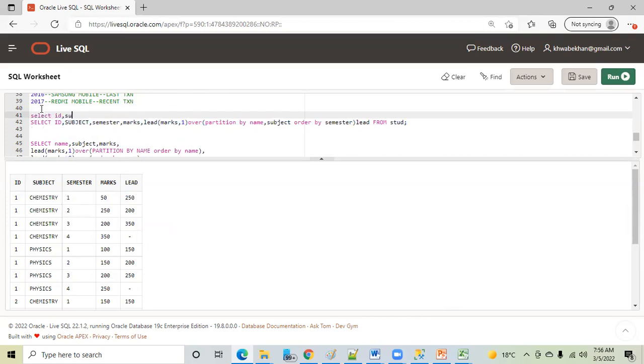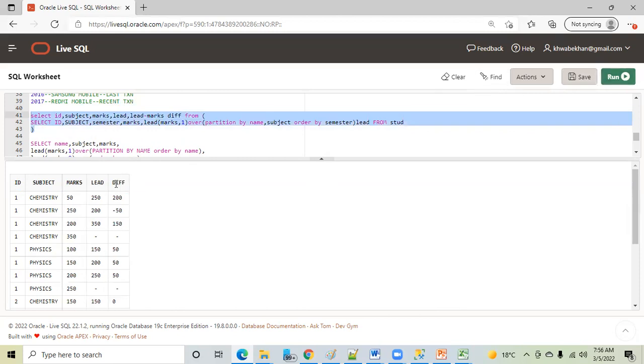Select ID, from, comma, subject, comma, marks, comma, lead, comma, lead minus marks, marks difference. So write the query for this. Now this is done. Now if you have taken the difference, the difference here is 200.